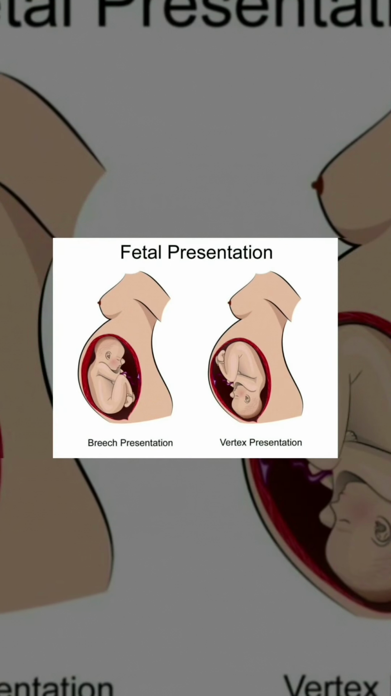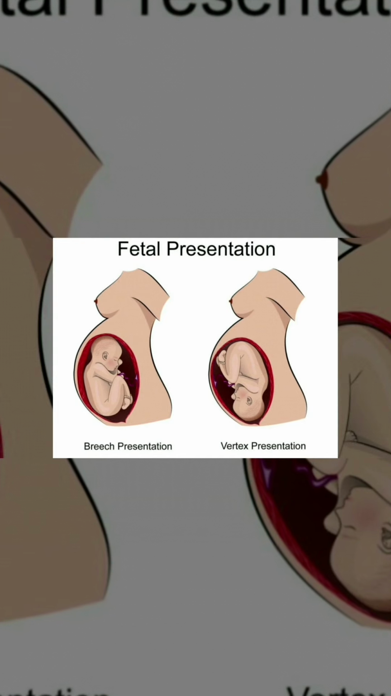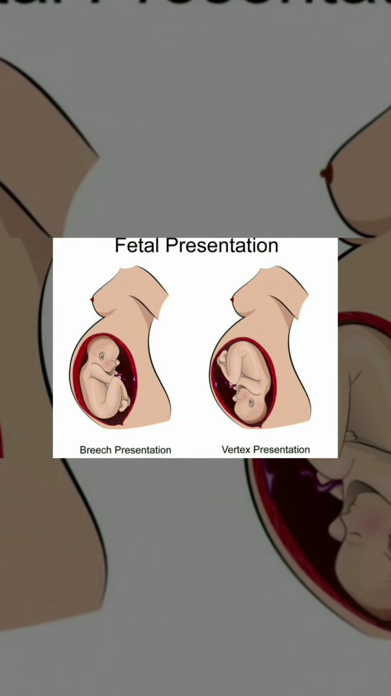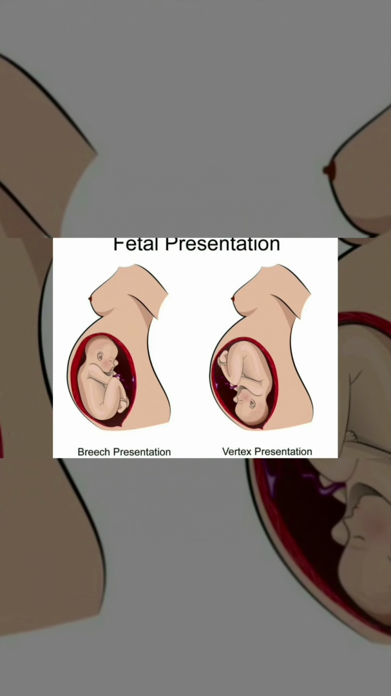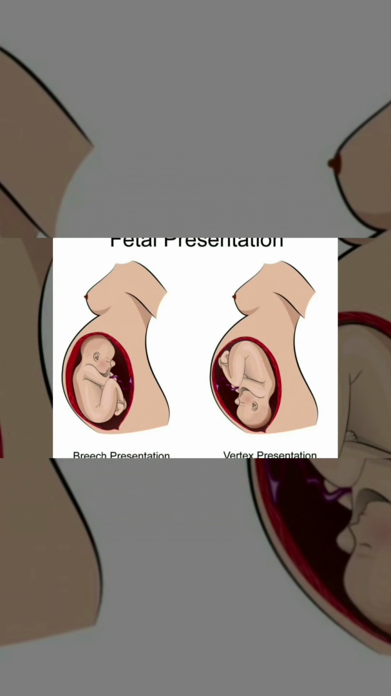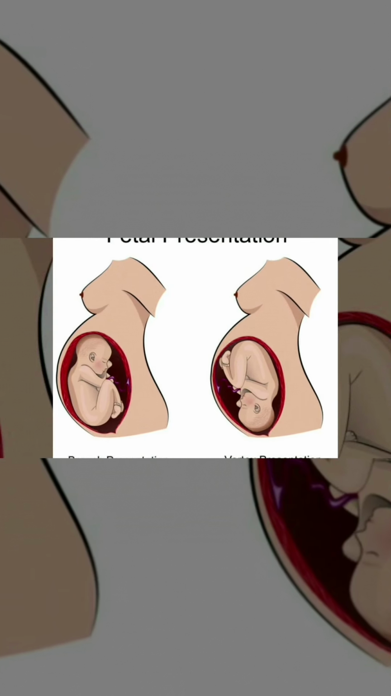There are two different types of presentation. The most common is the vertex presentation, and the next one is the breech presentation, which we are learning now. Here you can see the buttocks are present near the pelvic brim, whereas in the other picture, in vertex presentation, the fetal head is present near the brim.